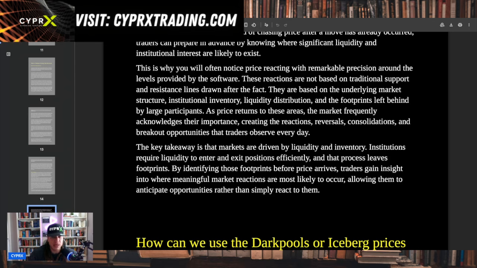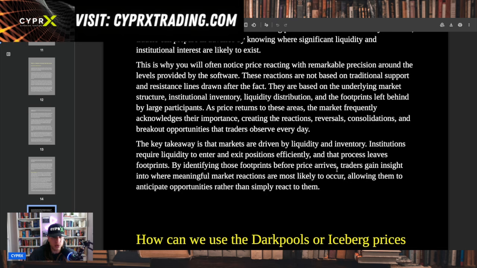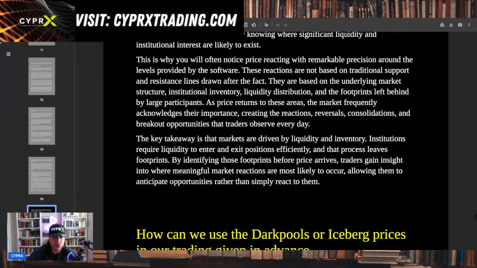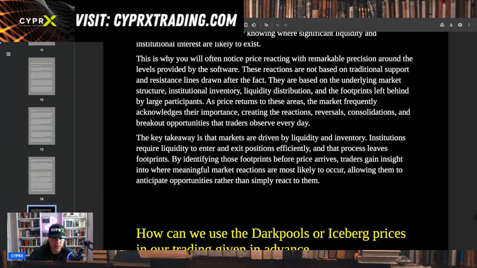The key takeaway is that markets are driven by liquidity and inventory. Institutions require liquidity to enter and exit positions efficiently, and that process leaves footprints. By identifying those footprints before price arrives, traders can gain insights into where meaningful market reactions are most likely to occur, allowing them to anticipate opportunities rather than simply react to them.